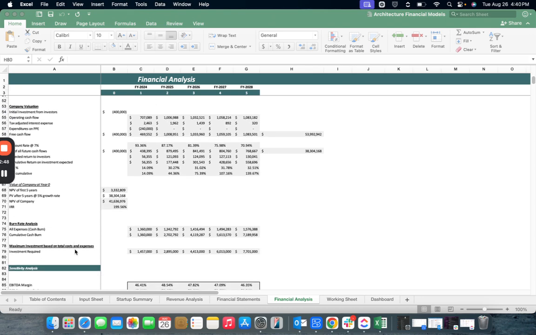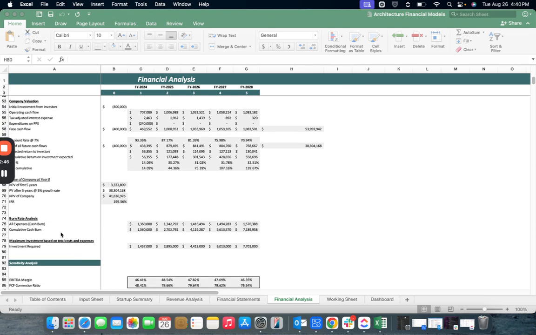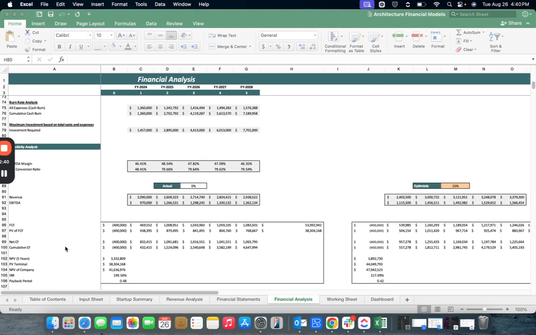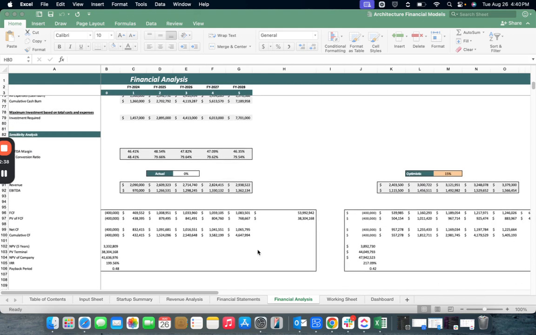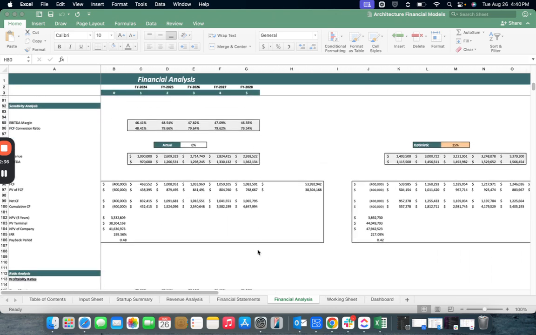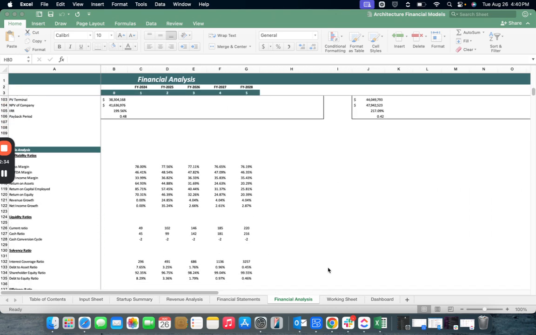Then we have company valuation, in which we have burn rate analysis and maximum investment based on total cost and expenses. Then we have sensitivity analysis on actual, optimistic, and pessimistic bases. Then we have ratio analysis.